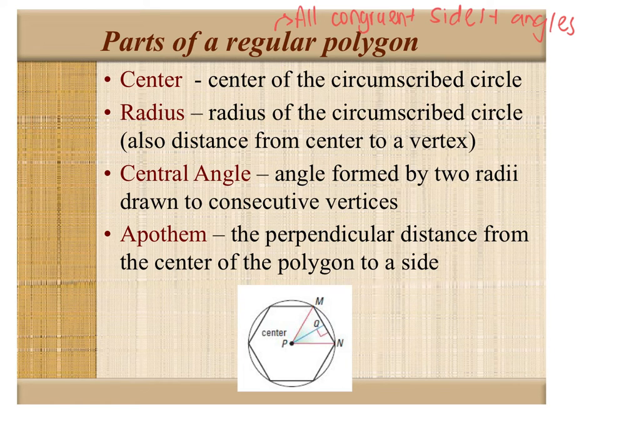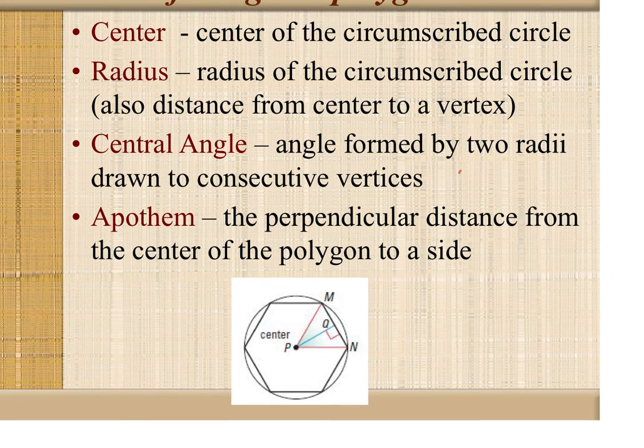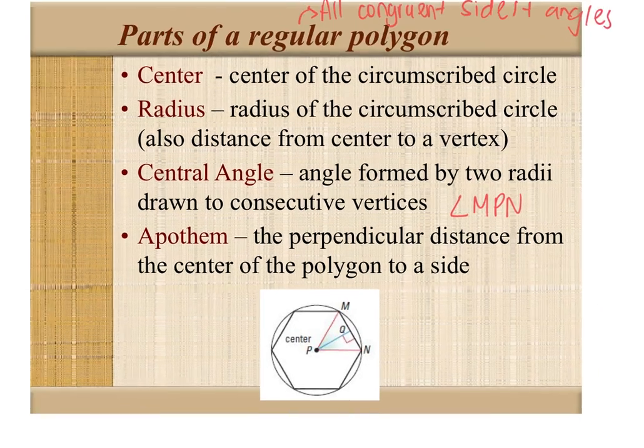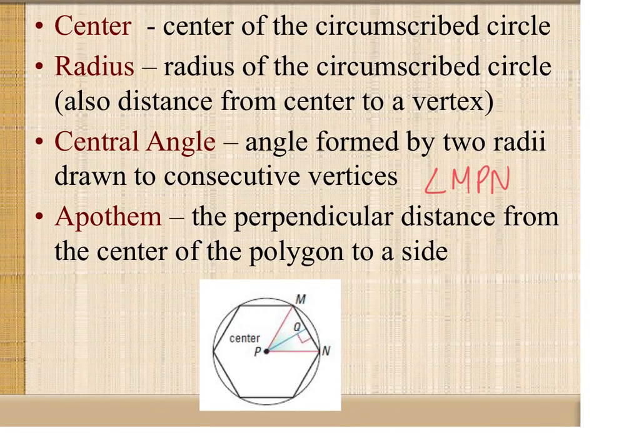So what I want you guys to do is next to central angle, what would be the central angle of the figure drawn below? Don't say angle P because there's 2 angles there. MPN, very good. MPN. Do you guys see that? Remember, it's formed by 2 of the radii.